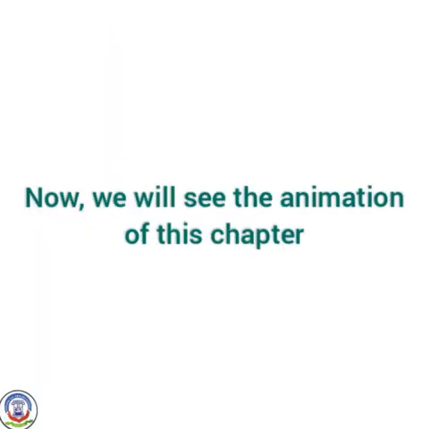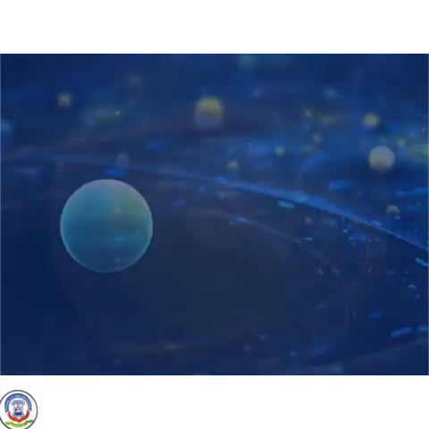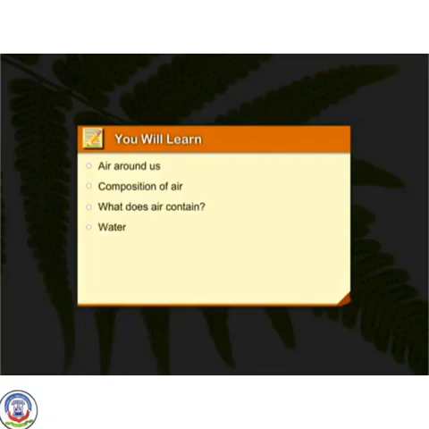See the animation of this chapter. Chapter 7, Air and Water. You will learn air around us, composition of air, what does air contain, water, states of water, and water cycle.